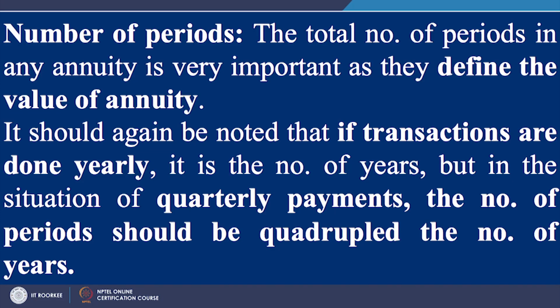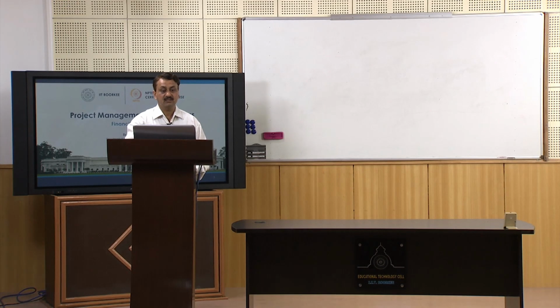Number of periods, of course, is the total number of periods in the project. It should again be noted that if transactions are done yearly, it is the number of years, but in the situation of quarterly payment, the number of periods should be quadrupled the number of years. So this is an important point you should keep in mind, right?